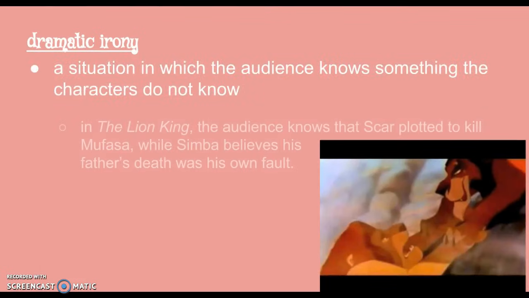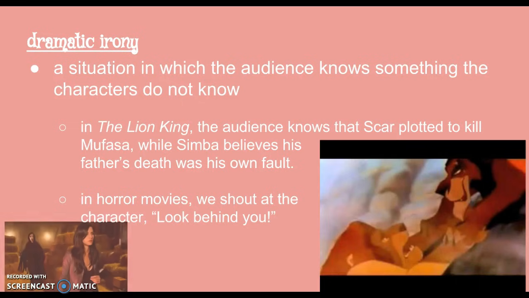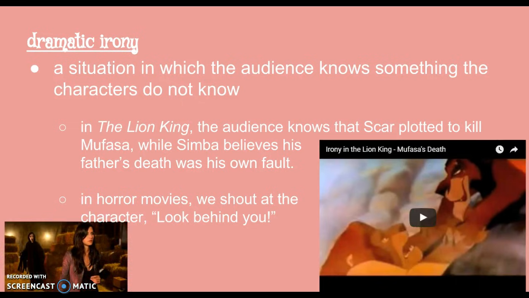Okay, so dramatic irony is when the audience knows something that the characters do not know. So for example, in The Lion King, the audience knows that Scar plotted to kill Mufasa, while Simba, the main character, believes his father's death was his fault. So I have a short clip here just to exemplify this.